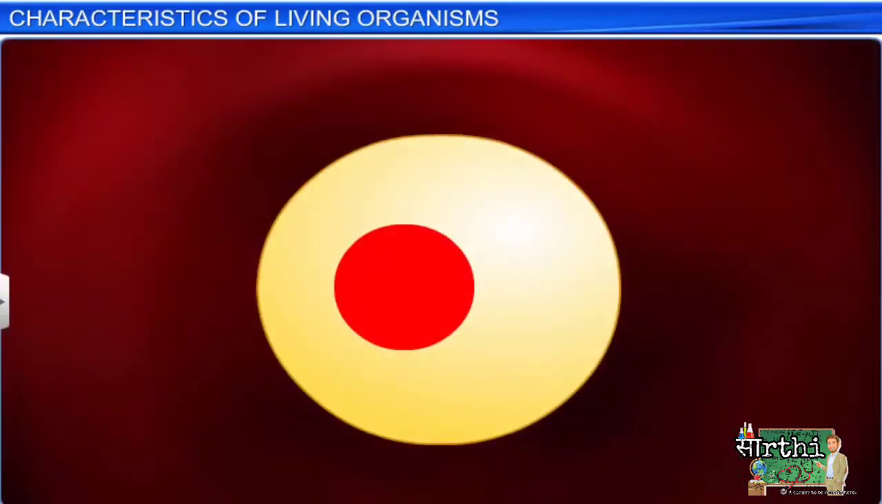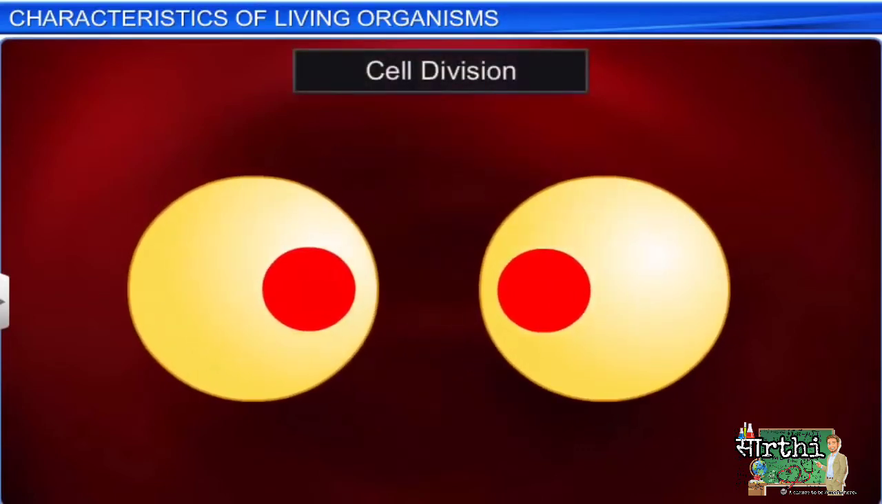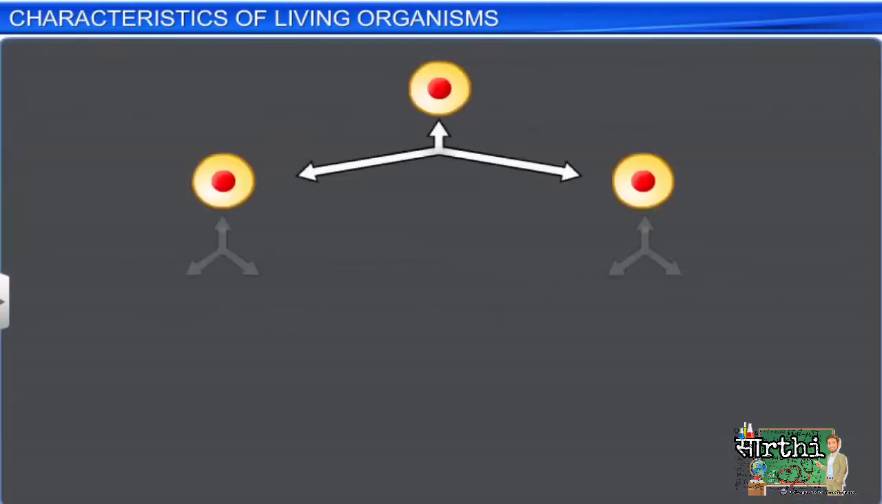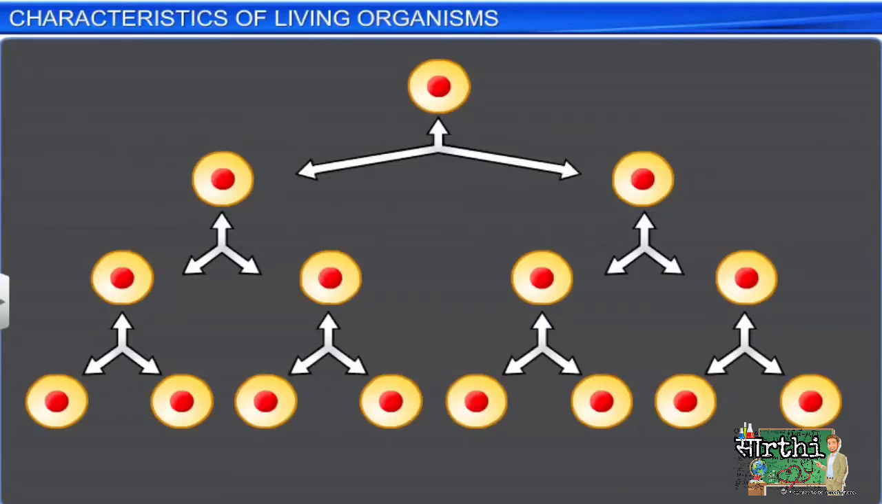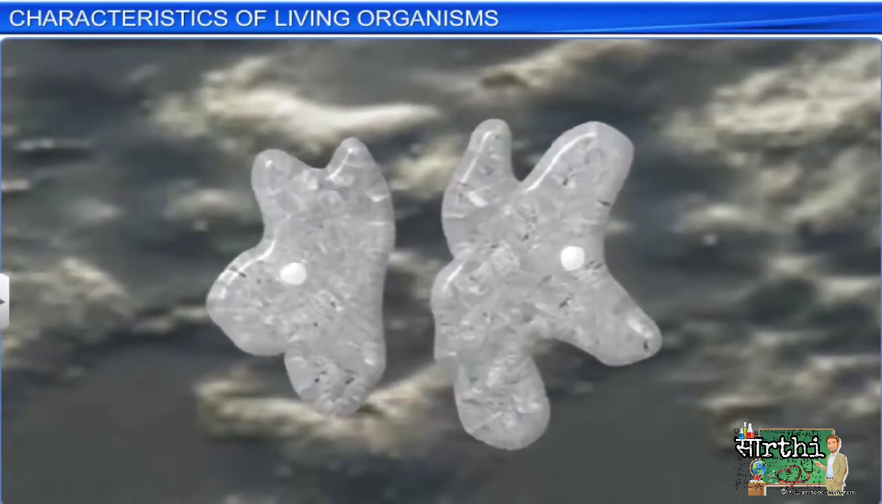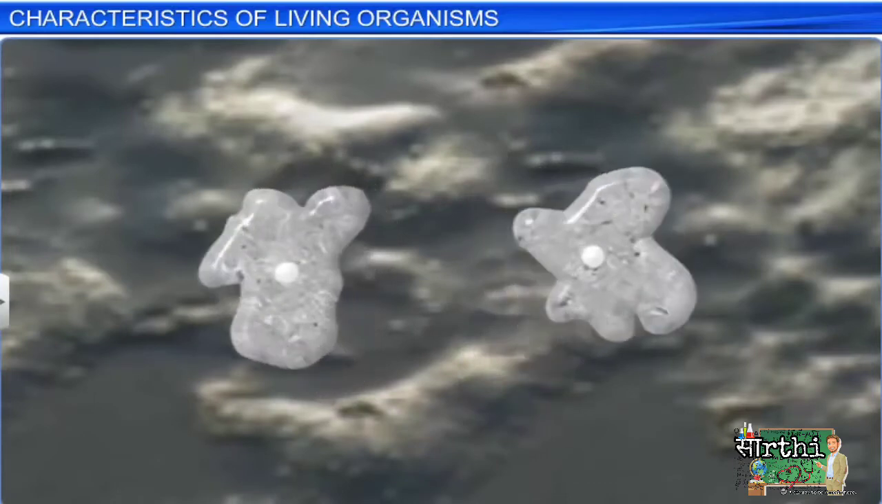Living organisms, whether multicellular or unicellular, grow due to cell division. However, cell division affects these organisms differently. In a multicellular organism, cell division results in an increase in mass, whereas in a unicellular organism like amoeba, it leads to the formation of two new organisms.